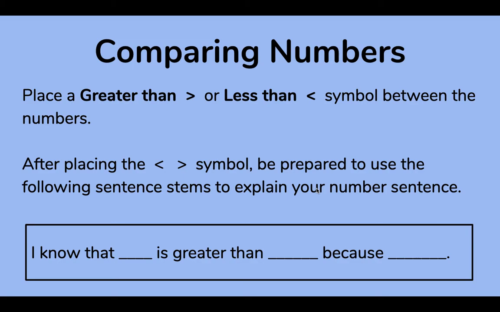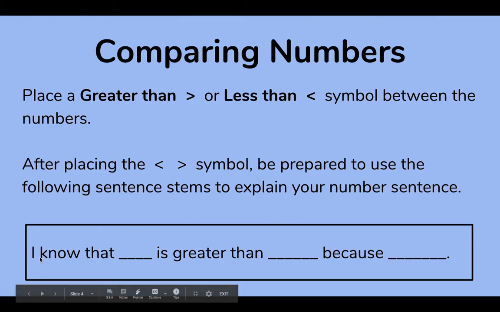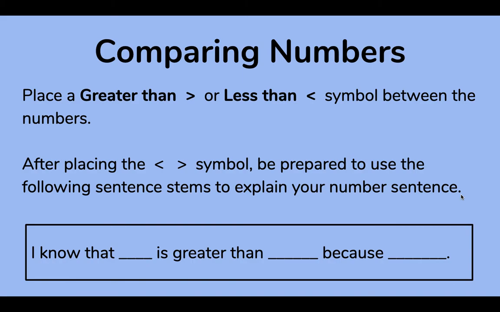You're going to be comparing numbers. You are going to place a greater than or less than symbol between the two numbers in the next activity. And after placing the symbol, I want you to be prepared to use the following sentence stem to explain your number sentence. You're going to use the sentence stem: I know that blank is greater than blank because. You won't have to explain every number, but I do want you to be prepared with the sentence stem for a couple of them, because I will ask you to explain why you placed the greater than or less than symbol.